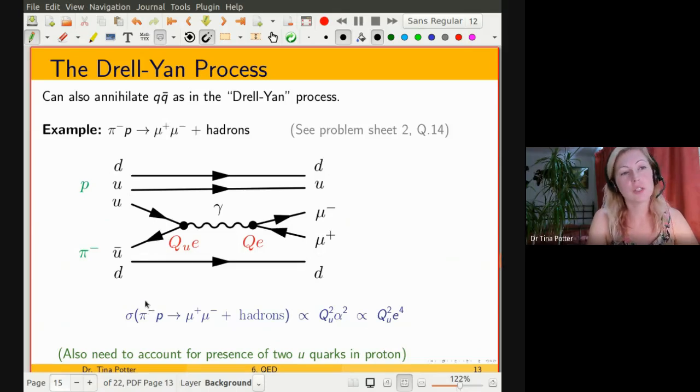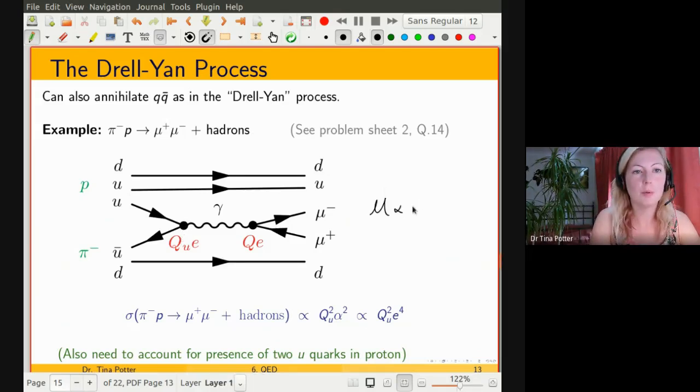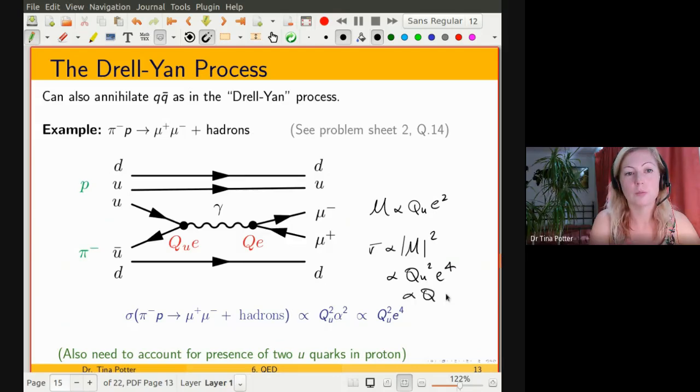If you just have a look at your cross section, it should be proportional to your matrix element squared. So you can calculate your matrix element, for example, if we ignore factors of q squared that we have on the denominator, your matrix element should be proportional to Q_u e squared. You pop that into your cross section, that's proportional to your matrix element squared. So you expect this to be Q_u squared e to the power of 4. And you can write that in terms of alpha if you want to: Q_u squared alpha squared. I mean, you're leaving out factors of 4 pi, but it works quite nicely.